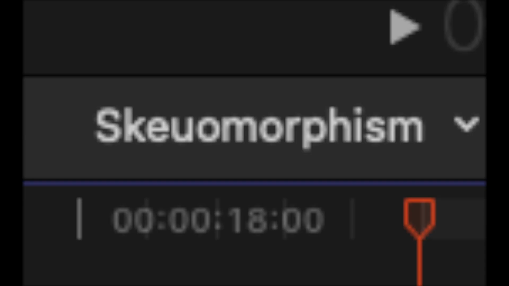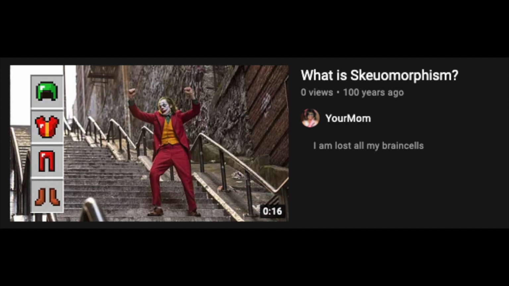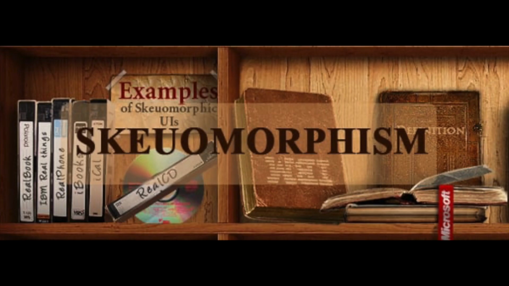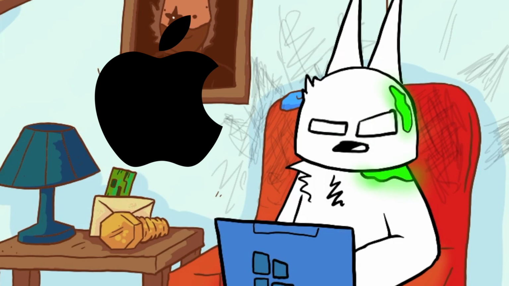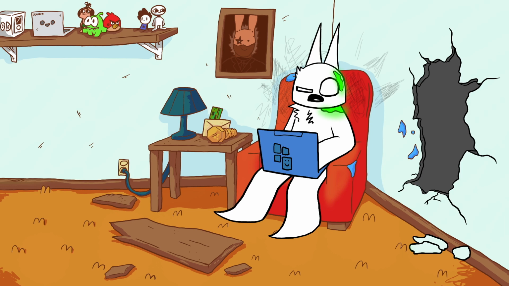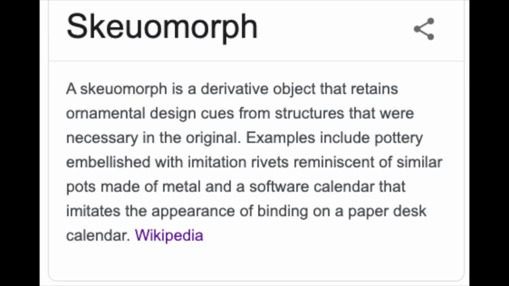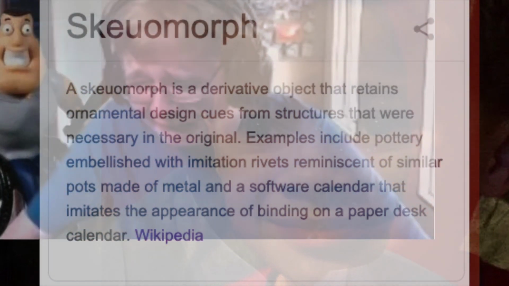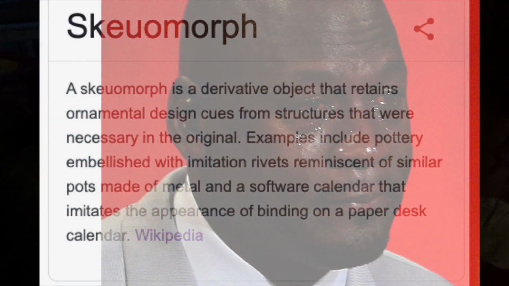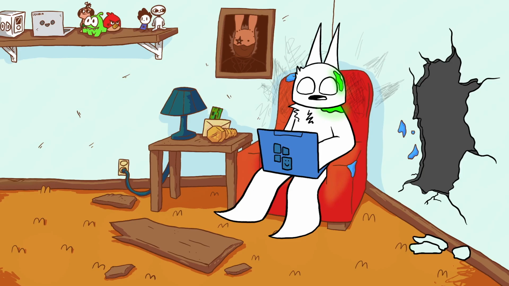Dang, that's a long word. Skeuomorphism. What is skeuomorphism? Why does this word have so much to do with these bubble icons? Well, they don't. And why does Apple hate them like I hate the sound of nails on a chalkboard? Well, the definition of skeuomorphism, according to Wikipedia, is as follows. A skeuomorph is a derivative object that retains ornamental design cues from structures that were necessary in the original. Basically, it's an idea or design that's from the previous version of that idea or design.